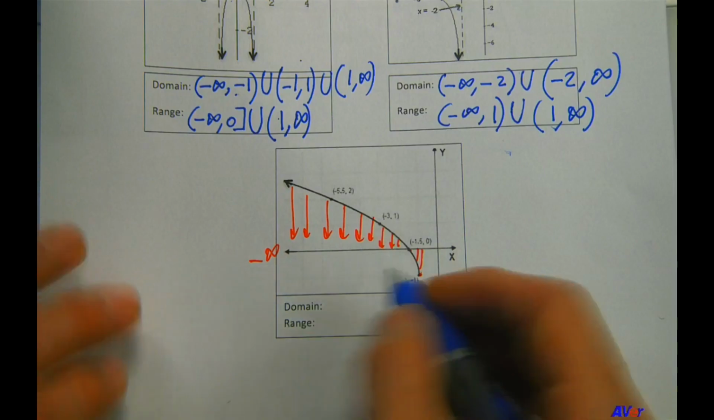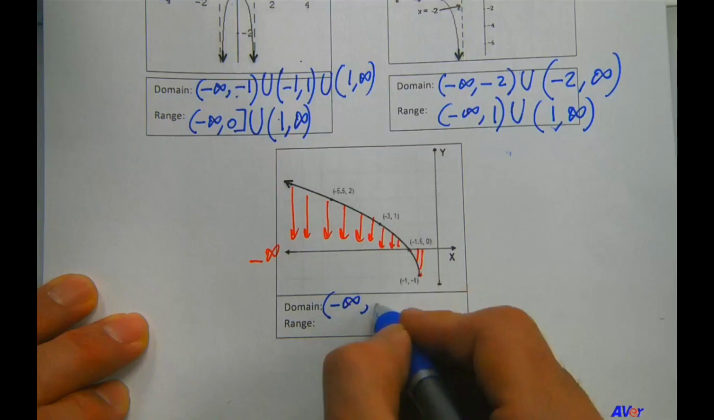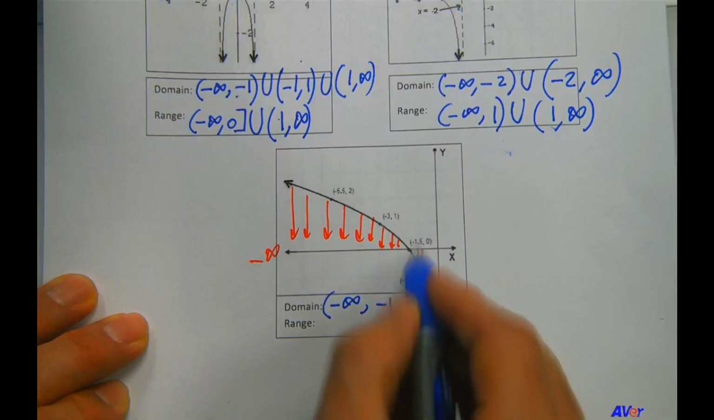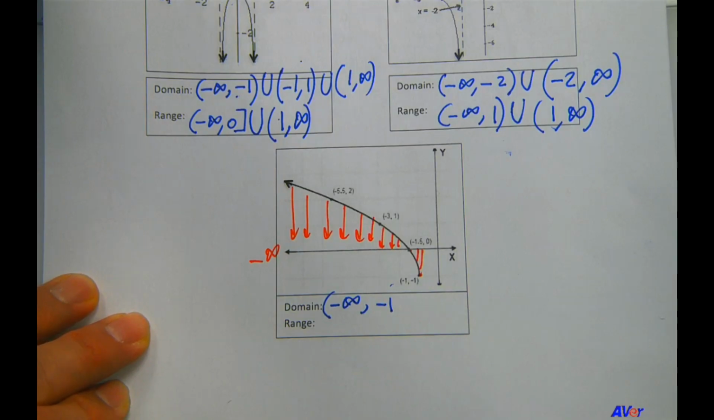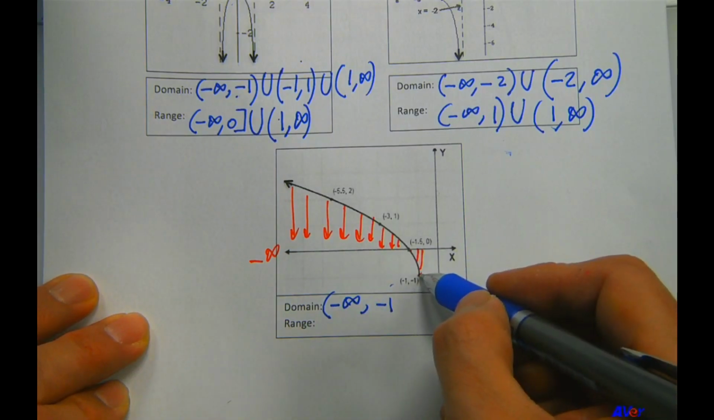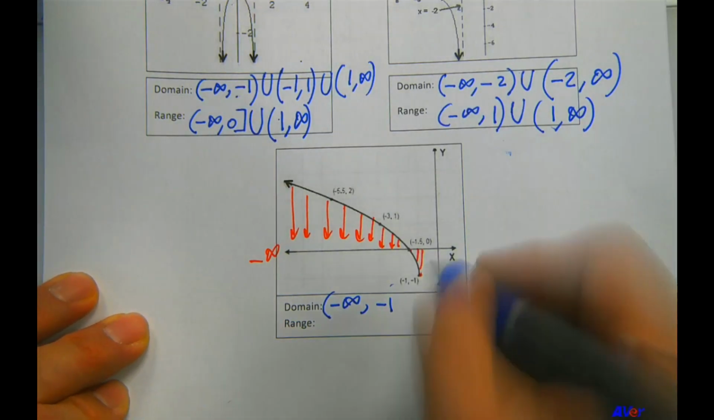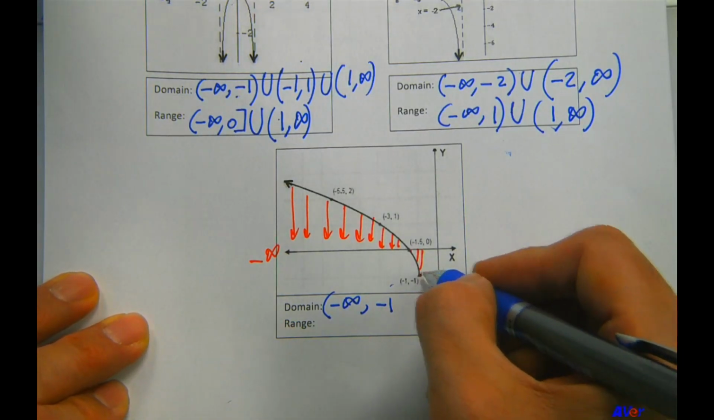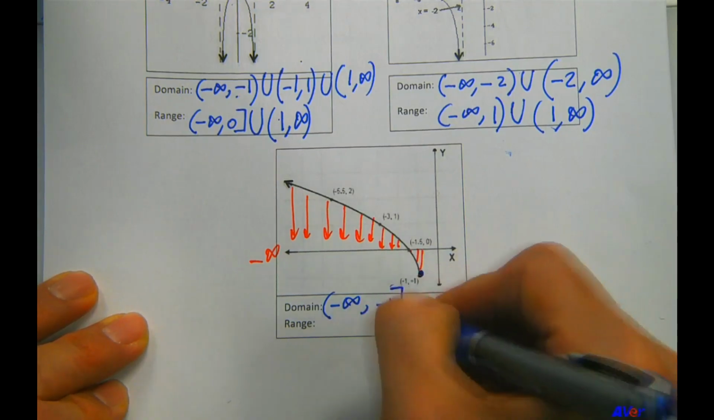So the domain is from -infinity, -1, right, along the x-axis, then bracket or parenthesis. Does it go through that point? It does. It connects to it. I mean, it doesn't go past through it, but it connects to it. It's not a hollow circle. It's a filled-in circle right there. So we have to reflect that with a bracket.